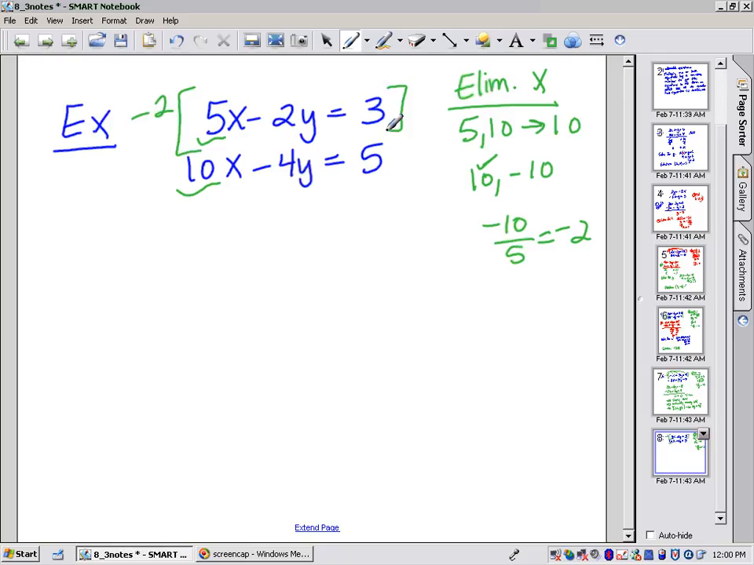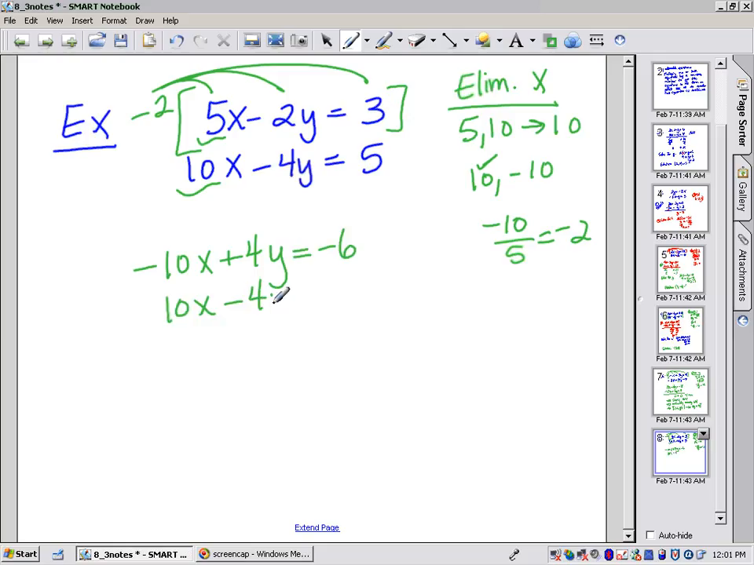So in doing that, I get a negative 10x. Negative 2 times negative 2y is a plus 4y. Negative 2 times 3 is a negative 6. And my second equation stays the same.